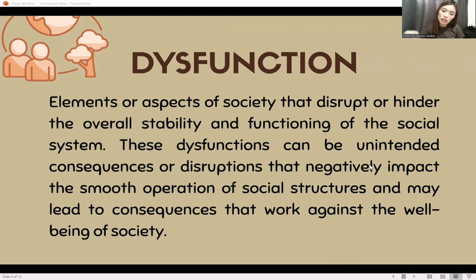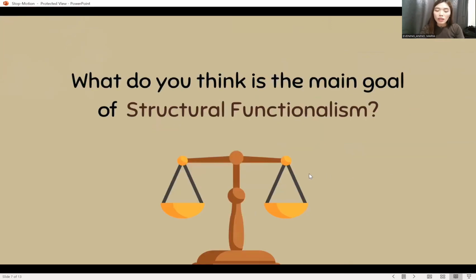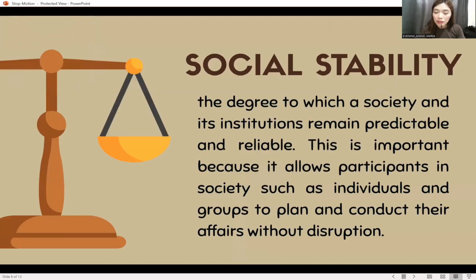So, just as structural functionalism, again, it looks at institutions like family, education, and government, and think of organs like heart, lungs, and kidneys as vital components with specific roles. So, let's move on. Now the question here, what do you think is the main goal of structural functionalism? Again, I think I have mentioned it earlier, and that is social stability, or in other words, equilibrium. Take note of that.